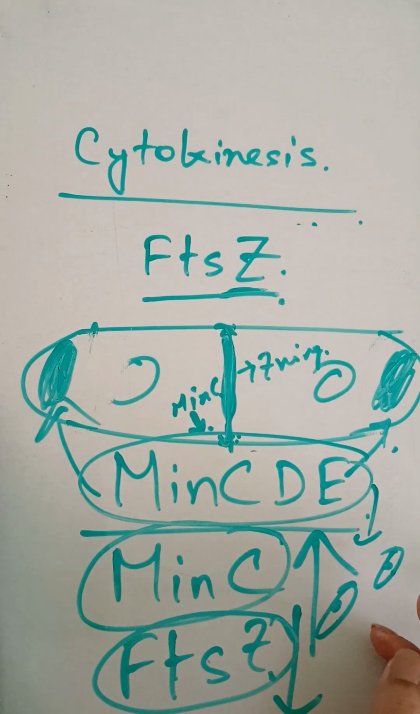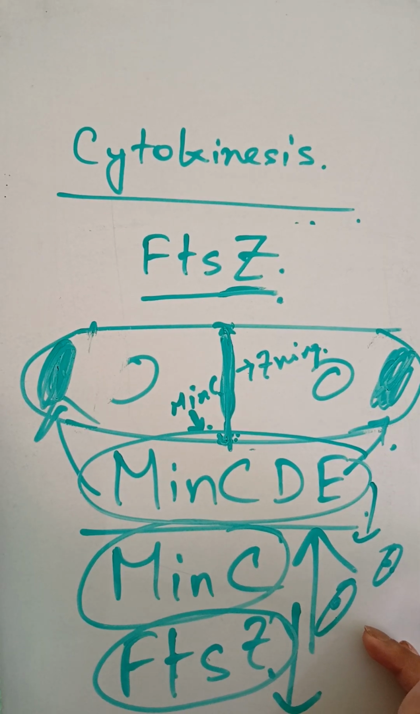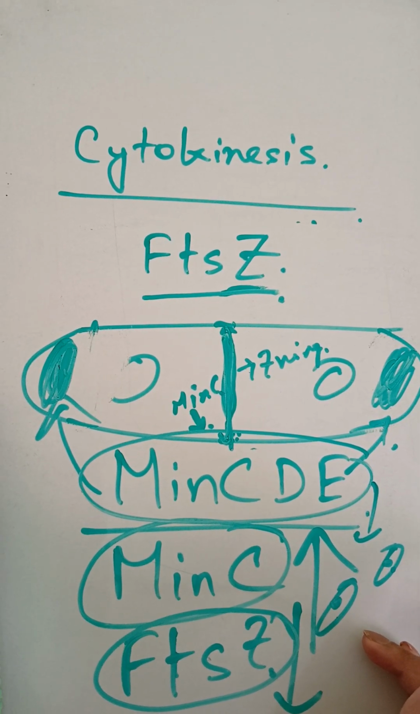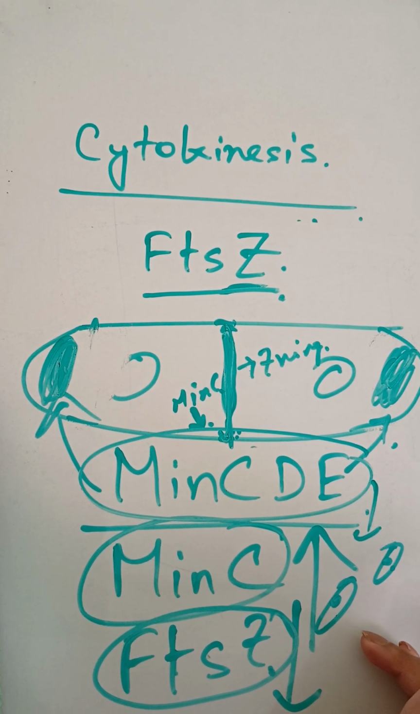So in this way, E. coli will follow their cell cycle, replicate their chromosome, and then segregate their chromosome into the daughter cells, and will give rise to progeny bacterial cells.